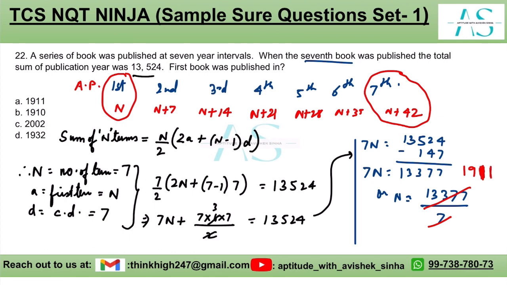1911, we have option A as our correct fit. So n value is 1911. Second year would be plus 7, so 1918. And similarly it proceeds. If we add all the years, the sum would be 13,524.